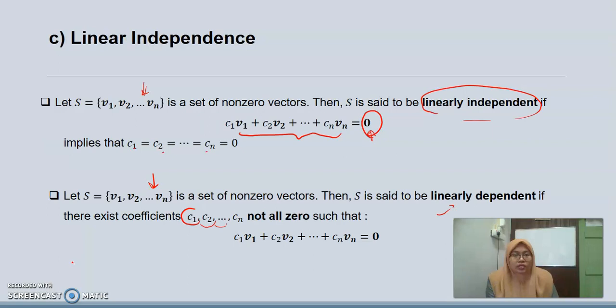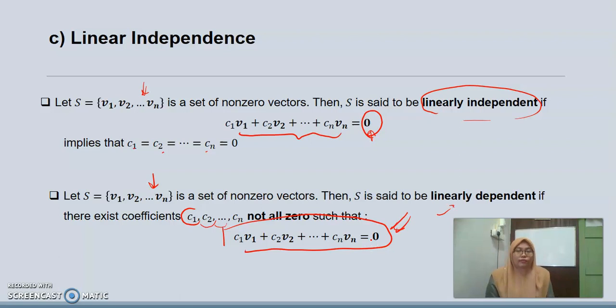Okay, so I can conclude that to know the linear independence of a set, we must find out the value of the coefficients such that the linear combination equals 0. So if you have multiple vectors, you will get a system of linear equations. You need to solve the system of linear equations and find out the value of C. And that system of linear equations is a homogeneous system because it equals 0.